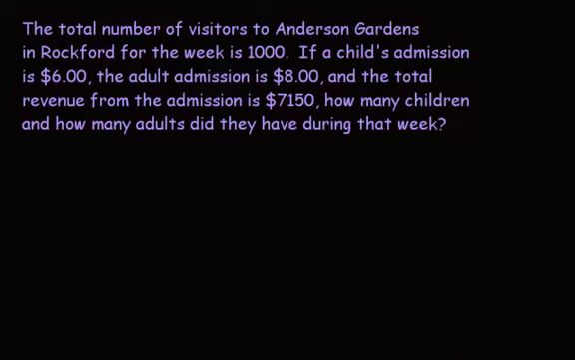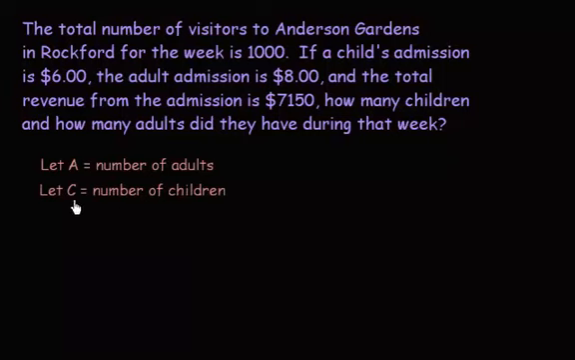Okay, first thing with any word problem, let's label the things we know. First, we'll let A equal the number of adults, and C equal the number of children. So let's see what we know.